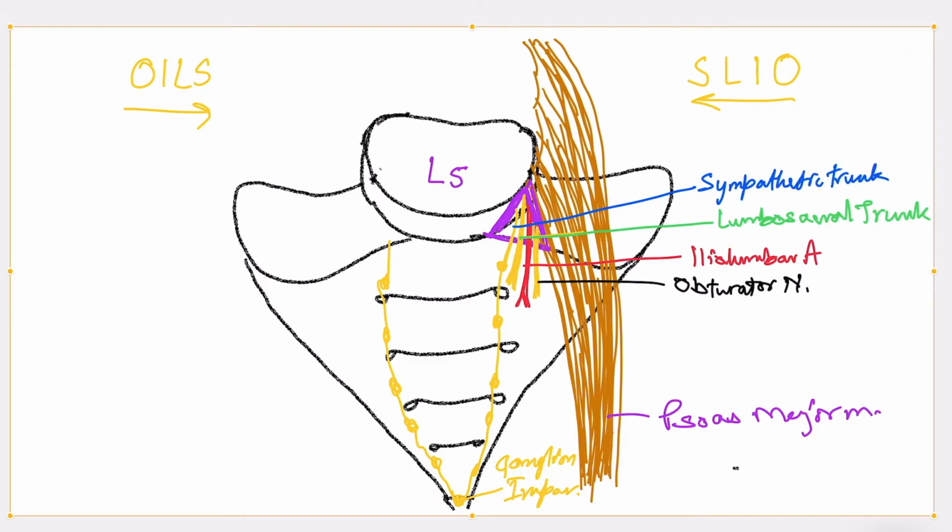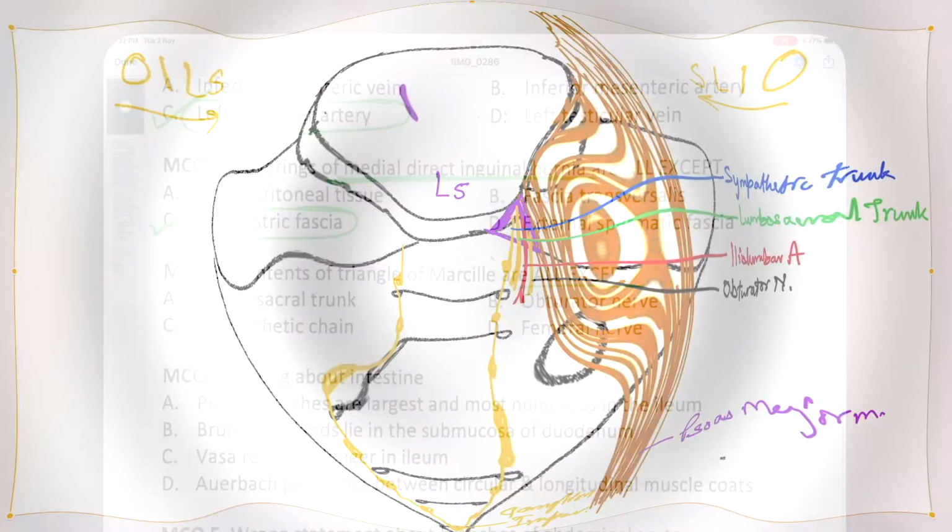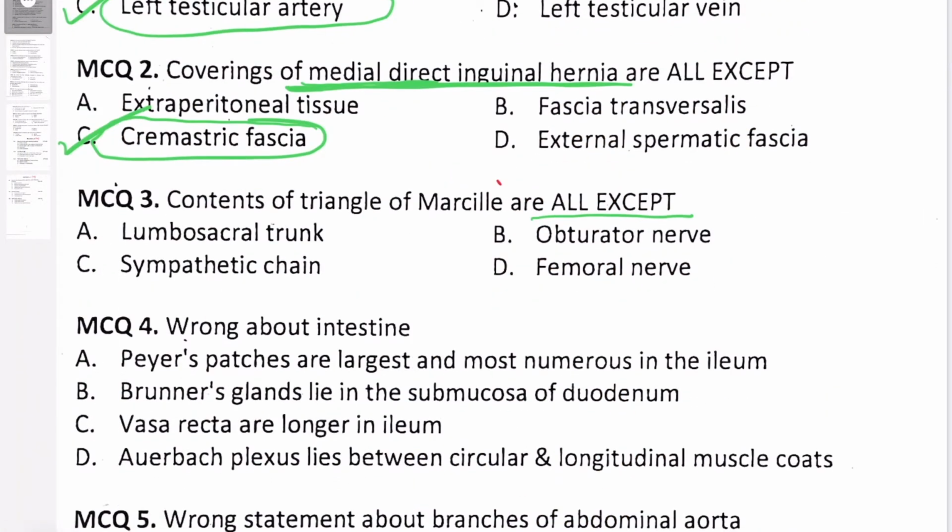So I hope you've understood about this triangle of Marcille. Now we go back to the question. Contents of triangle of Marcille are all except lumbosacral trunk was there, obturator nerve, sympathetic chain. So the answer will be femoral nerve. This is not a content of triangle of Marcille.